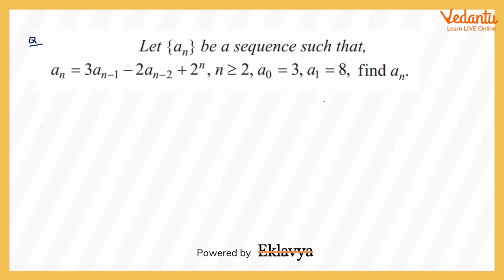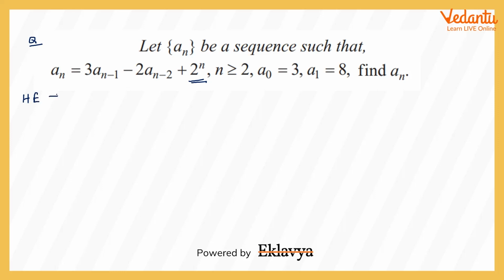Okay, now coming to this question, it says let a_n be a sequence such that a_n is equal to 3a_(n-1) minus 2a_(n-2) plus 2 power n, for n greater than or equal to 2. a naught is 3, a1 is 8. We have to find a_n. So you can see this is again a linear recurrence relation, but there is some f(n) also on the right hand side. So if I bifurcate it in two parts, one is the homogeneous equation.